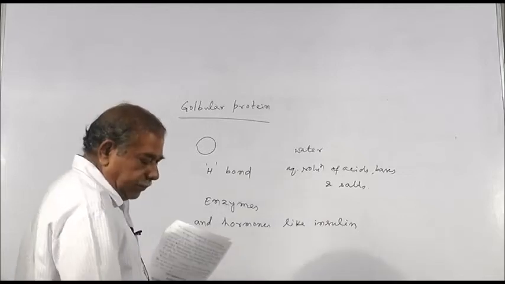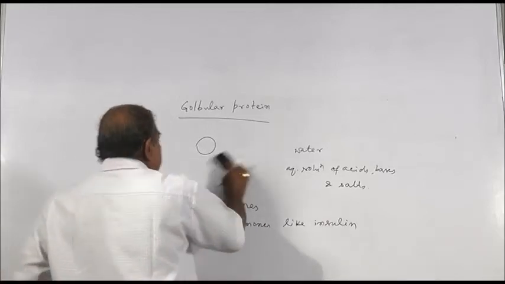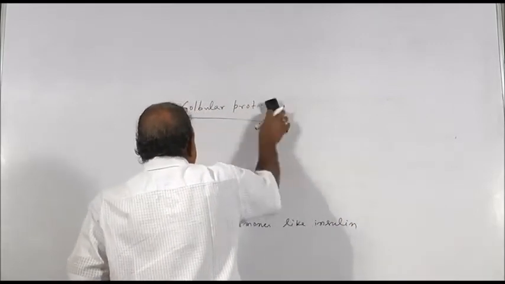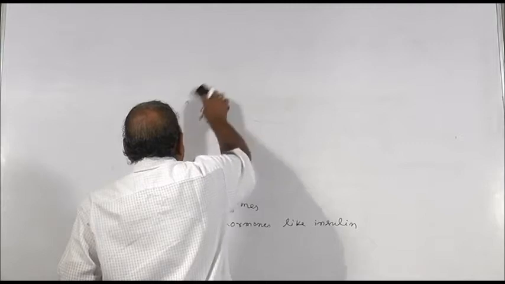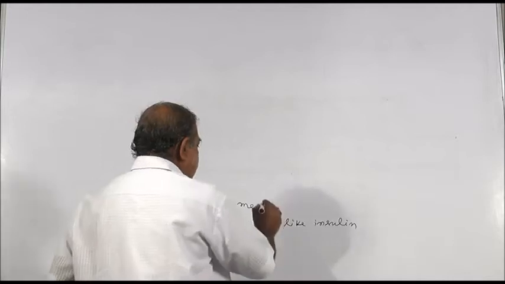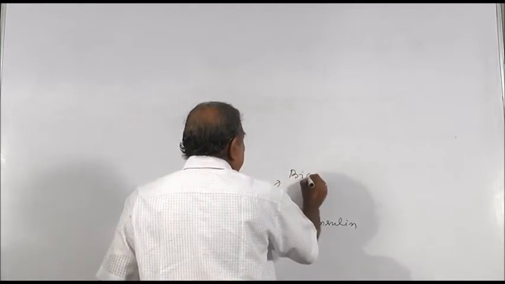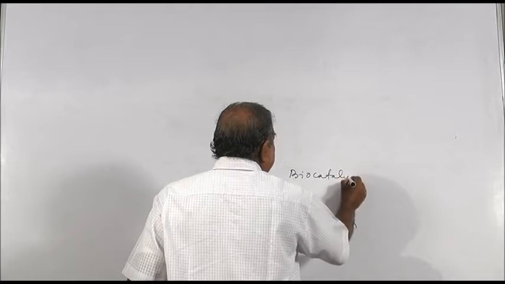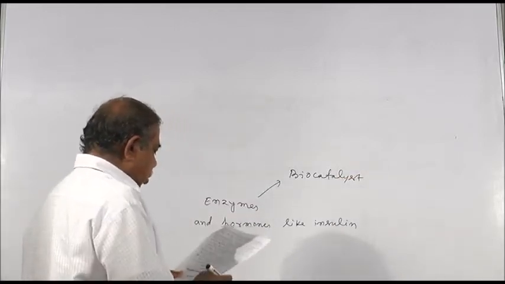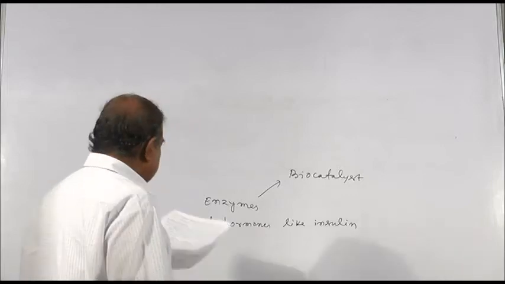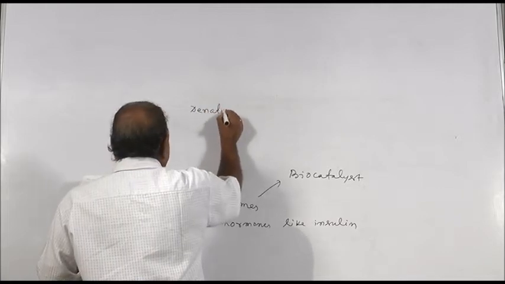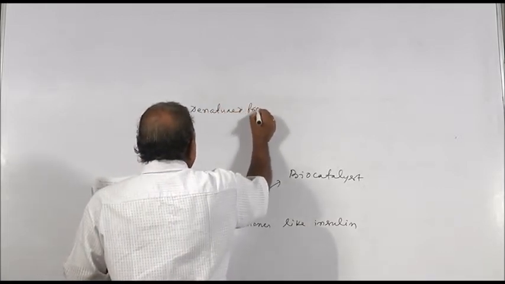So, enzymes, which are also called biocatalyst because they act as a catalyst in different biological activities. Enzymes, otherwise called biocatalyst. And some hormones like insulin belong to this globular protein. Next we shall discuss what is called denatured protein.